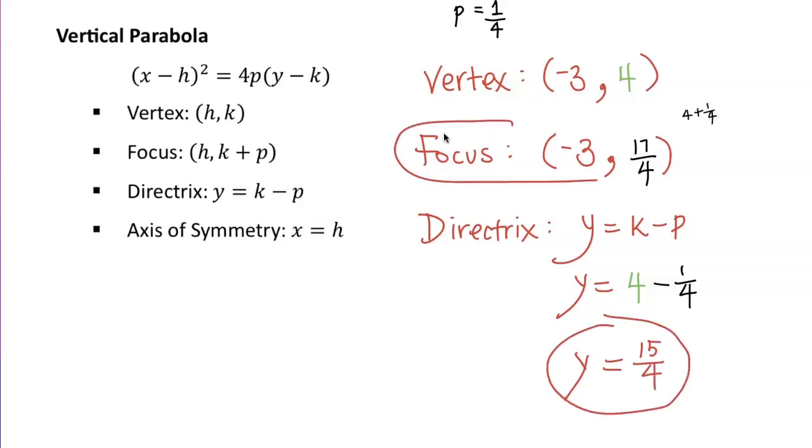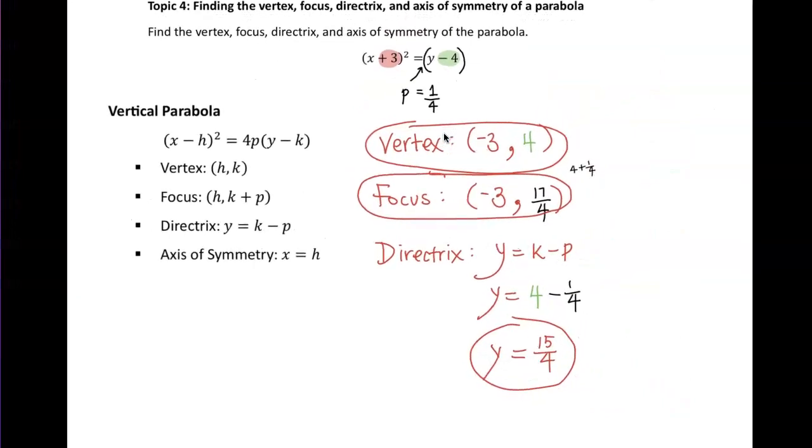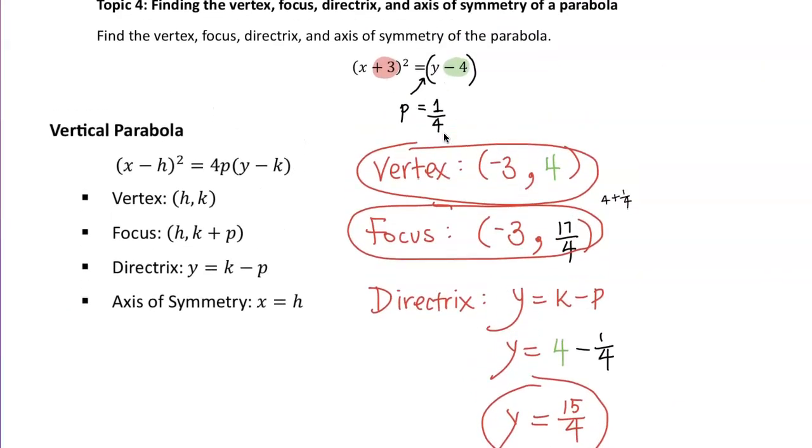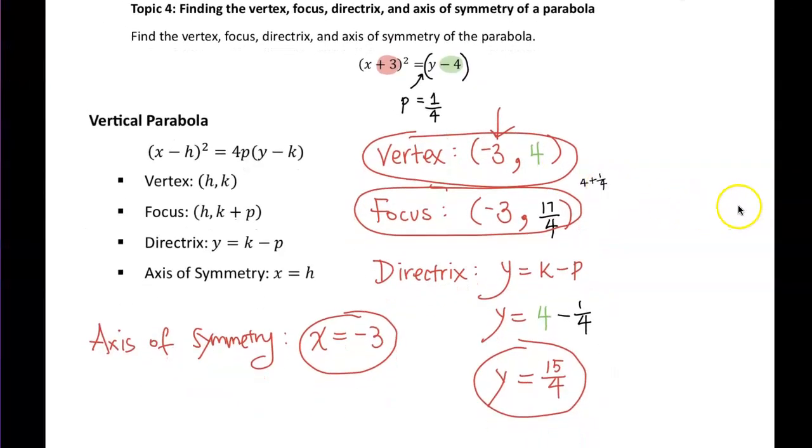Finding all these answers: vertex, focus, and directrix. And what was the last thing they wanted us to find? Did they want us to find the axis of symmetry? Oh, yes, they did. So final answer, the axis of symmetry is always going to be x equals the x-coordinate of the vertex, which is −3. So that is how you can find 4 parts of this special parabola.